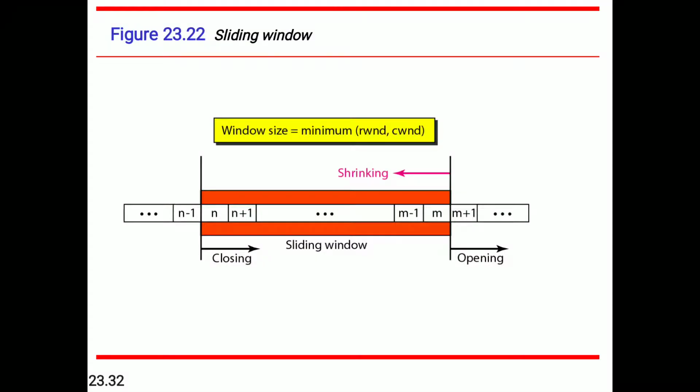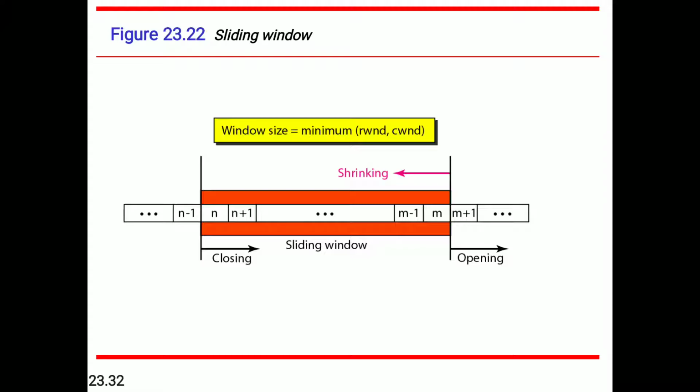TCP uses a sliding window to handle flow control. The sliding window protocol used by TCP, however, is something between go back N and selective repeat sliding window. It looks like go back N because it does not use NAK, negative acknowledgements.